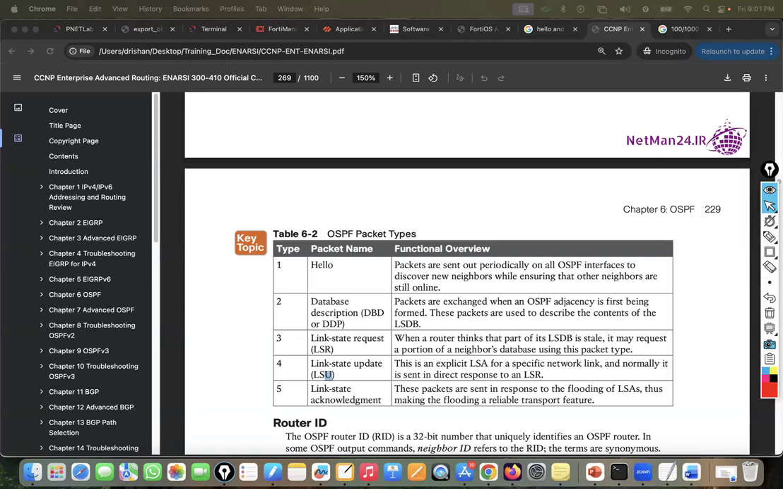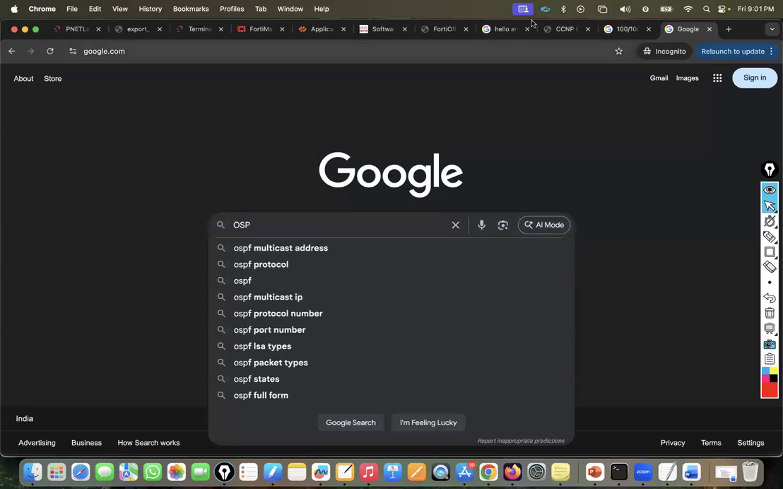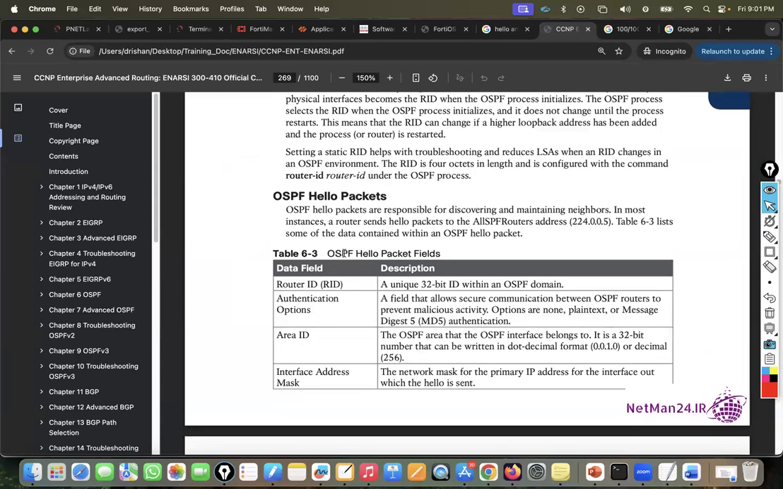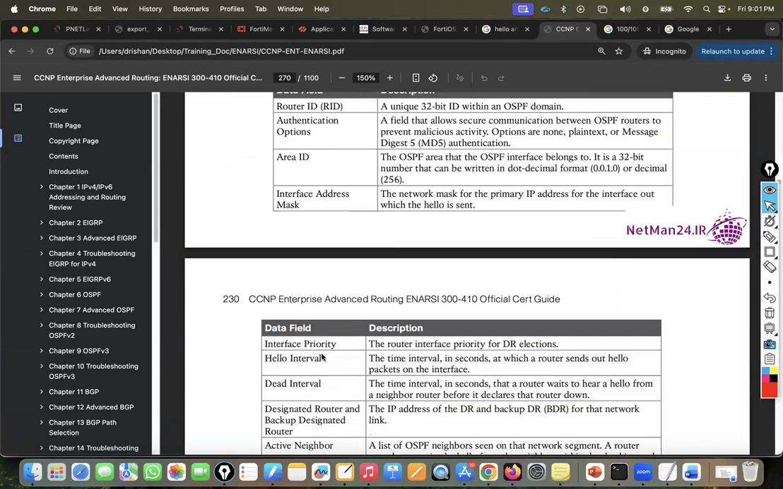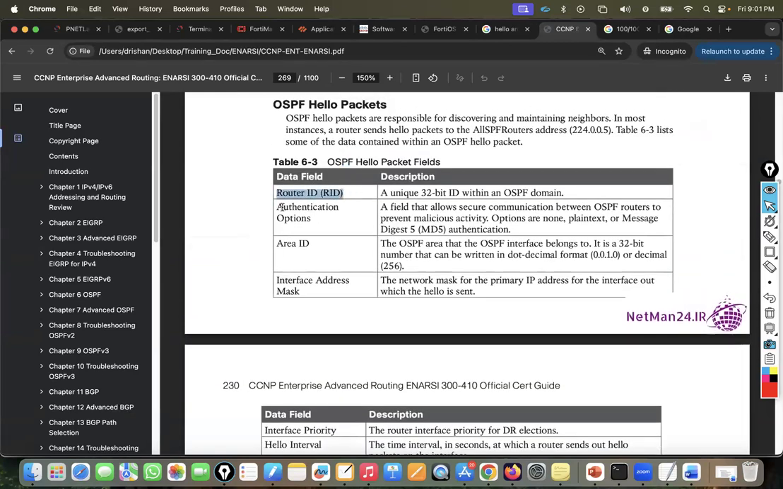Let me show you. For that I would have to debug, or maybe this book also has the hello packet. Yeah, see here, hello packet fields. These are the minimal things; they have all the fields. They contain the router ID, which is unique. Authentication is optional, not mandatory, but the area ID is mandatory. Interface address mask means where you are creating the OSPF neighborship, that network mask should not mismatch. The exact mask should be there.